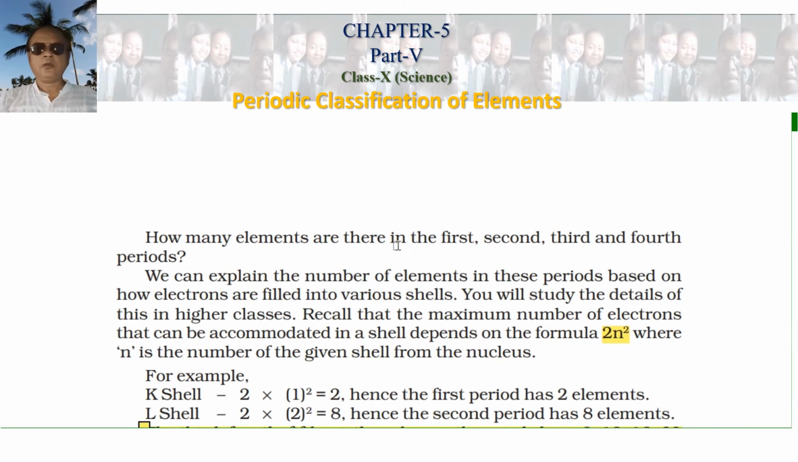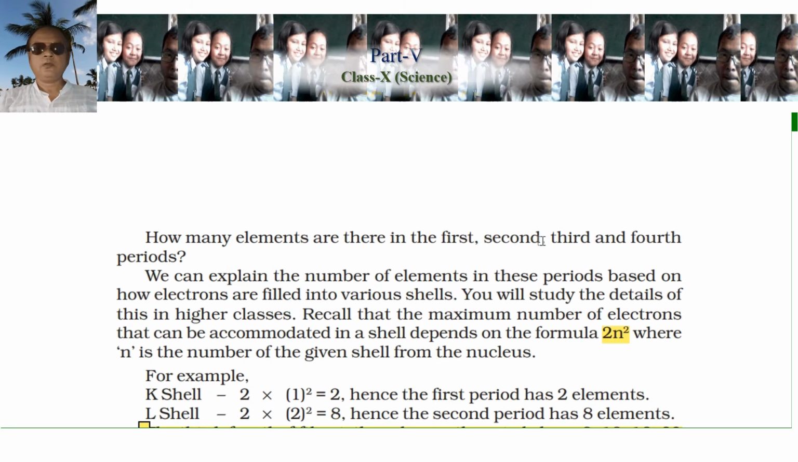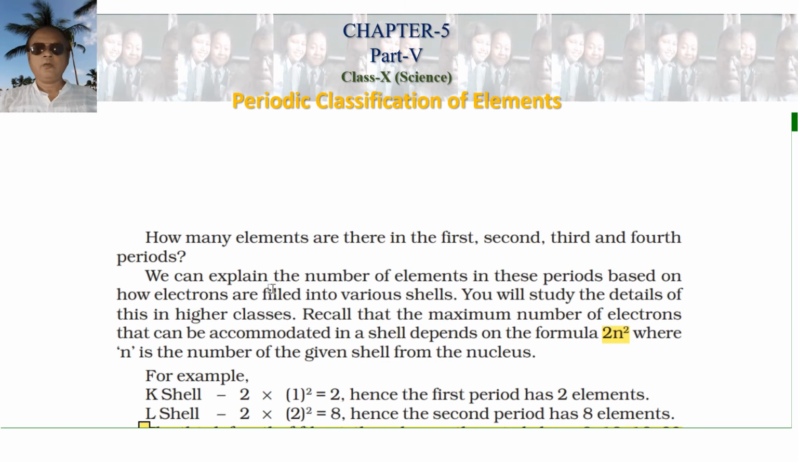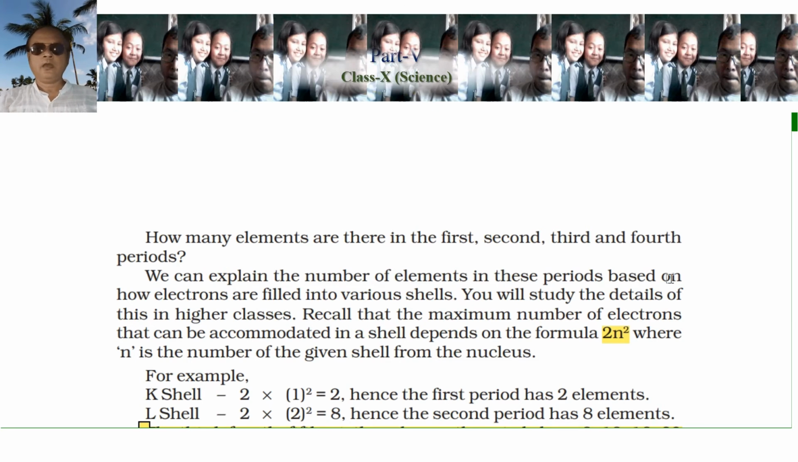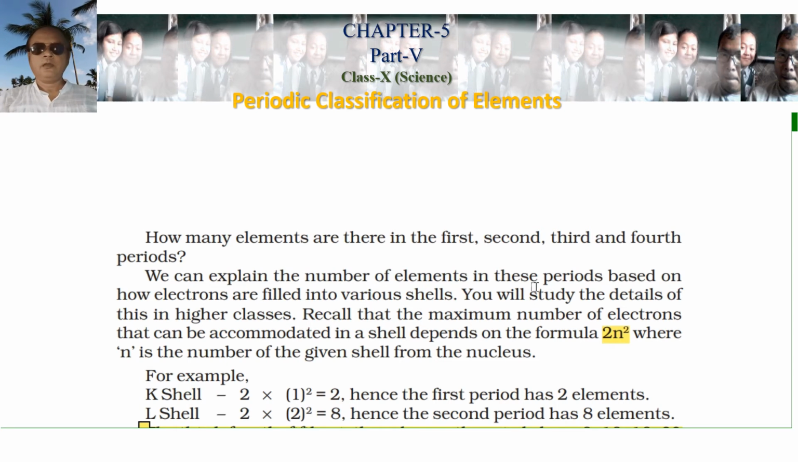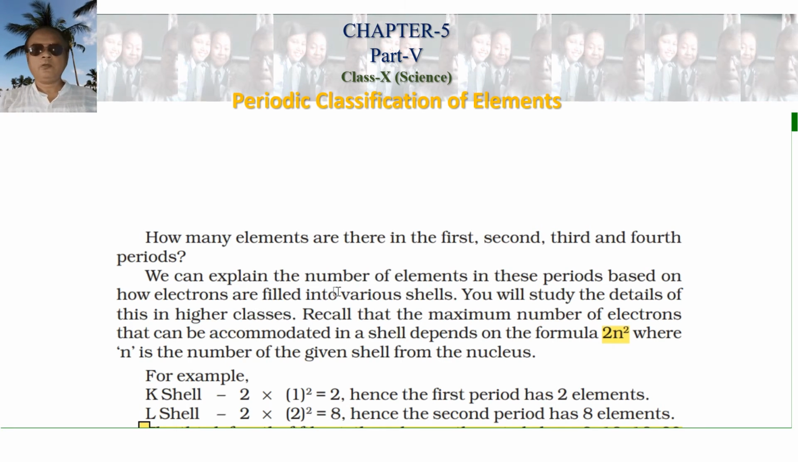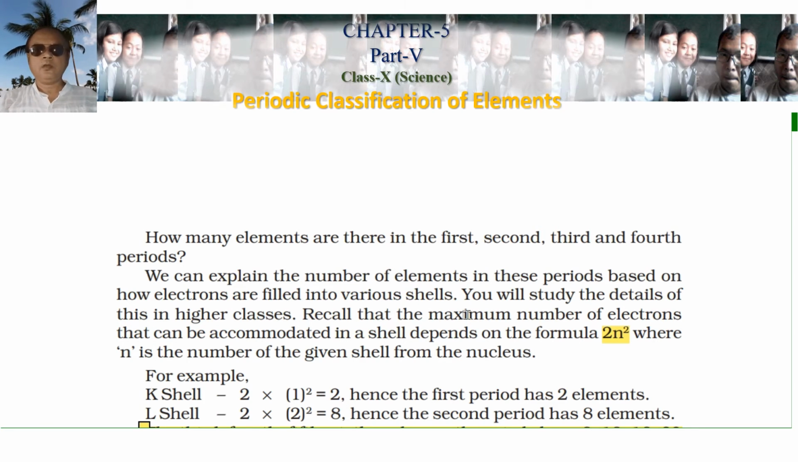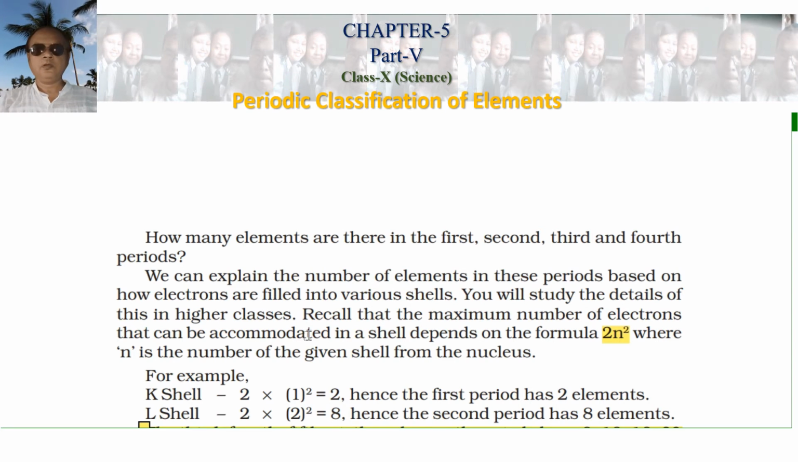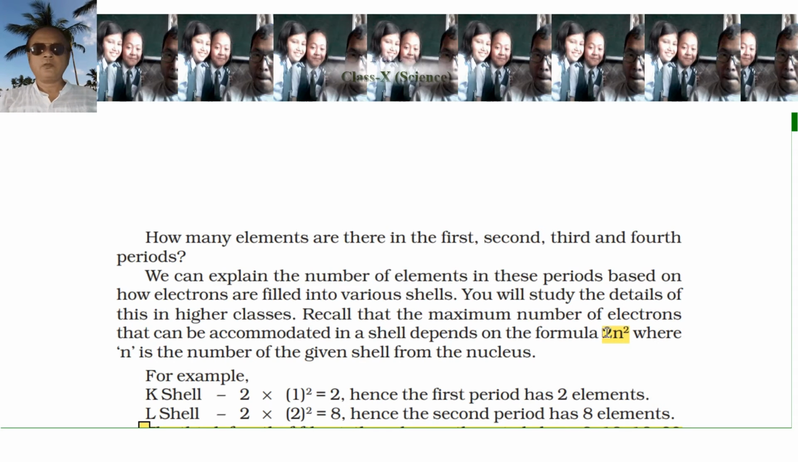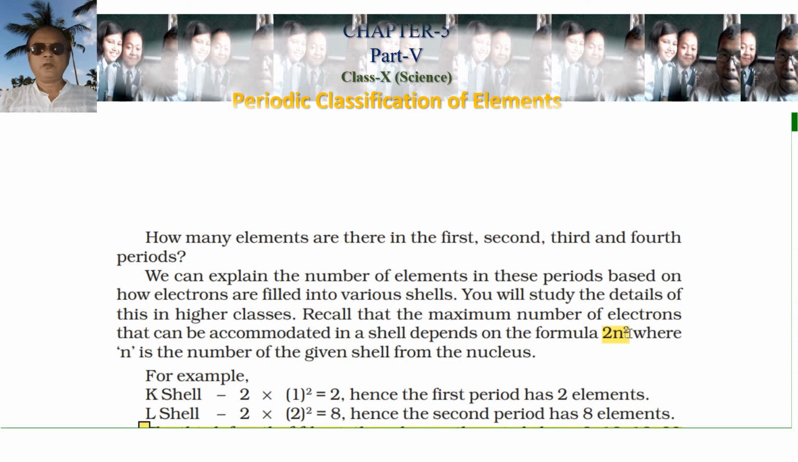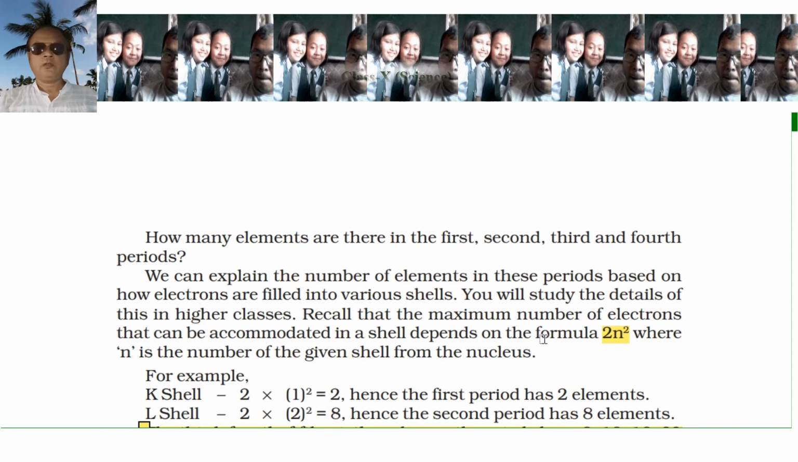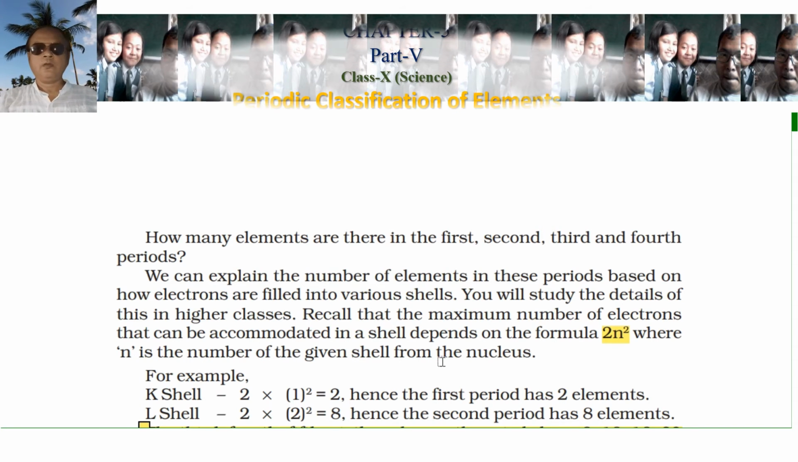How many elements are there in the first, second, third and fourth periods? We can explain the number of elements in these periods based on how electrons are filled into various shells. We will study the detail of this in the higher classes. The maximum number of electrons that can be accommodated in a shell depends on the formula 2n square, where n is the number of the given shell from the nucleus.